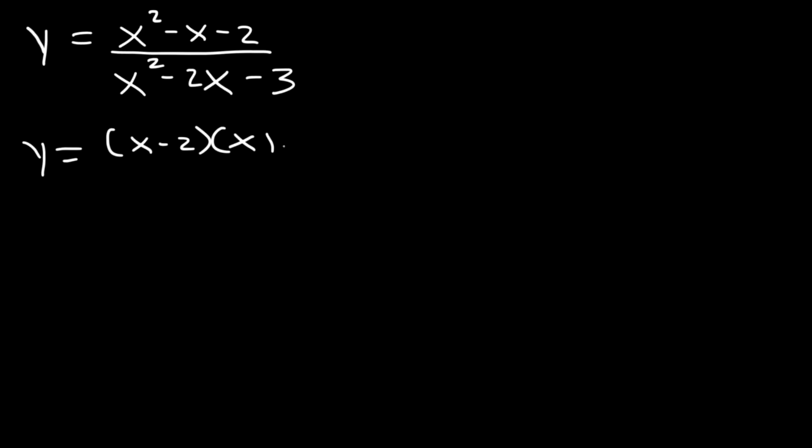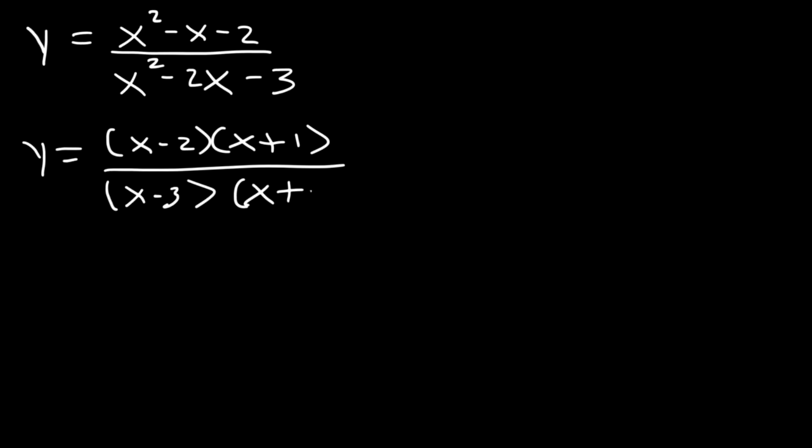Now what about two numbers that multiply to negative 3 but add to negative 2? So this is going to be negative 3 and plus 1. Negative 3 times 1 is negative 3, but negative 3 plus 1 is negative 2. So we can see that x plus 1 is associated with the hole. If you set x plus 1 equal to 0, x will be equal to negative 1. So that's the x-coordinate of the hole. We could find the y-coordinate later.